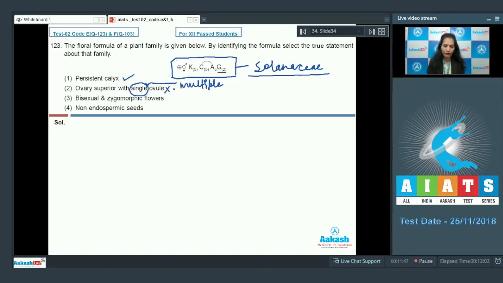Bisexual and zygomorphic flowers. The flowers are actinomorphic, not the zygomorphic. So this option is ruled out. Non-endospermous seeds? No, the seeds are endospermous. So this option is also ruled out. So the correct option for the given question is option number 1. Let's move on to the next question.